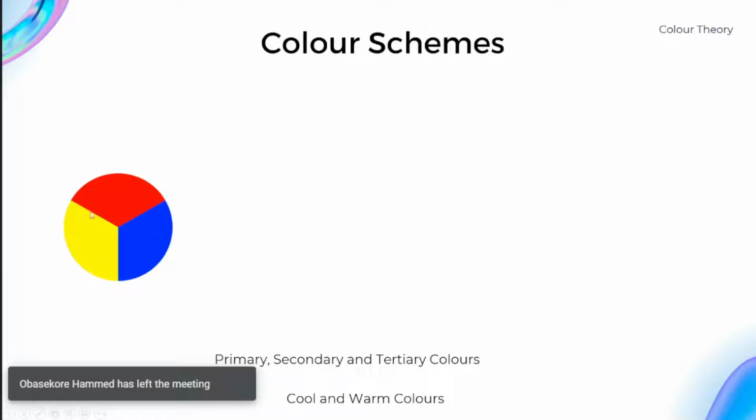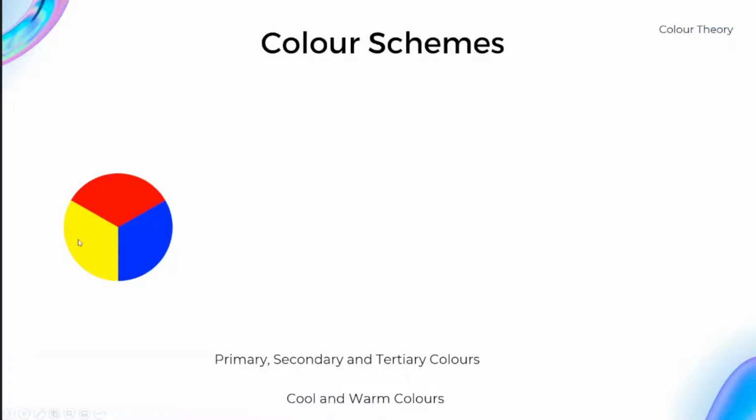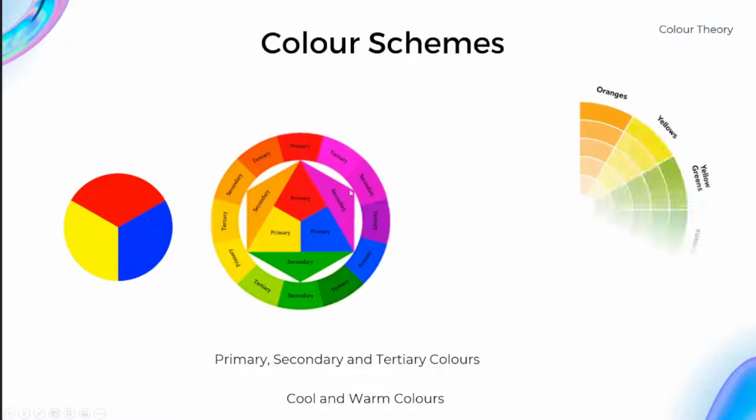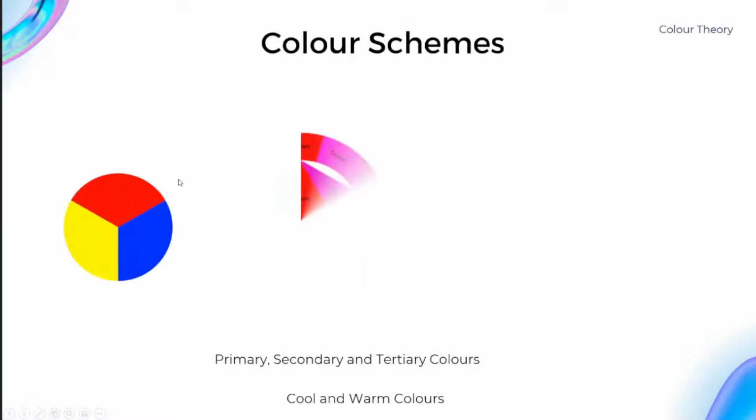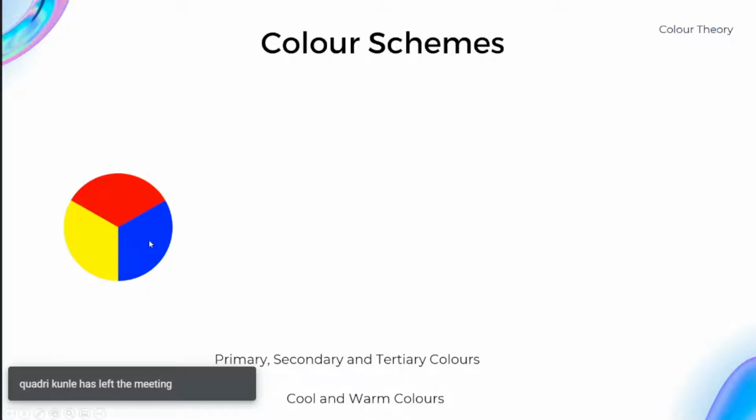For example, now, the color in between red and yellow is what? Color between red and yellow is orange. Color between yellow and blue is green. The color between red and blue is what? Purple.